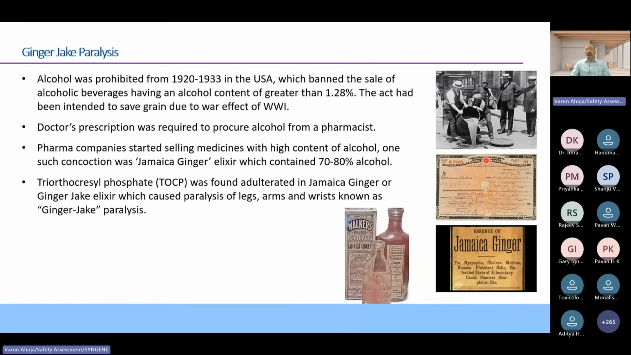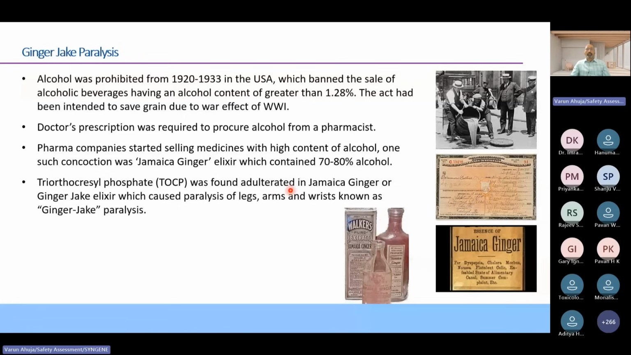This is a kind of doctor's prescription which was required at that time to buy the medicines or alcohol from the pharmacist. This is a picture showing alcohol being discarded in the drain because it was banned. And this Jamaica ginger contained triorthocresyl phosphate (TOCP), which was an adulterant used in Jamaica ginger, just to fool the regulators because it avoided the smell of the alcohol.